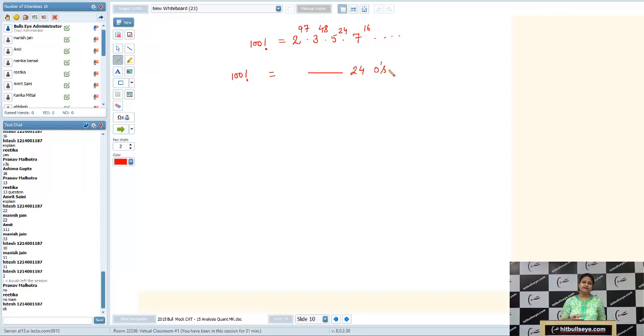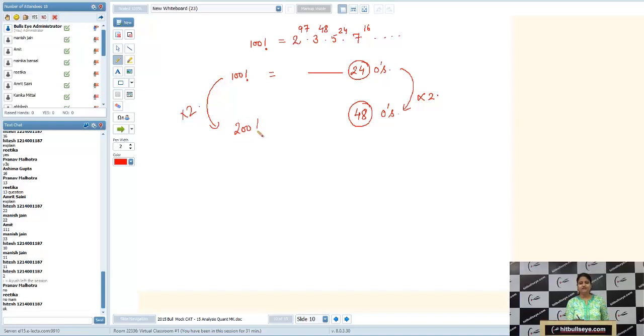I am taking a smaller example to understand this question. If I ask you, n factorial is ending in 48 zeros, what will be the value of n? You can take the help of 100 factorial. It will give you a reference point. See, here we have 24 zeros. Here we have 48 zeros. It is exactly double of that. So you can take double of this. I'm not saying that 200 factorial will end in 48 zeros, but it will give you a reference point. It will give you a range.